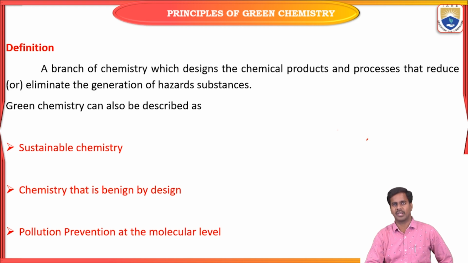Suppose you take some chemical reaction in which both toxic and non-toxic products are formed. By using a green synthesis method, we can arrest or block the formation of the toxic material. That is green chemistry. Green chemistry is also known as sustainable chemistry, chemistry that is benign by design and prevention at the molecular level.